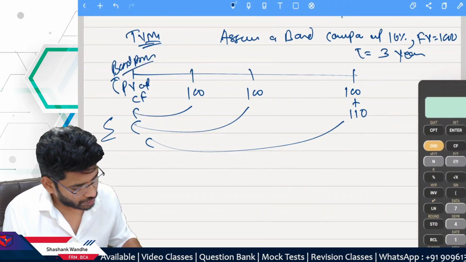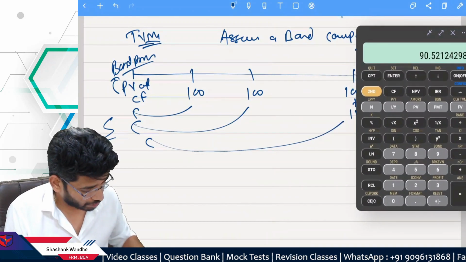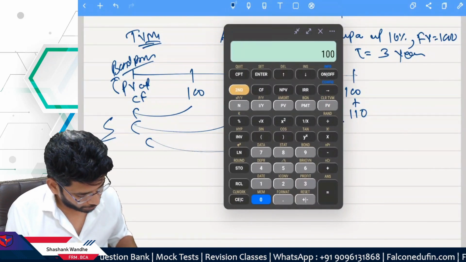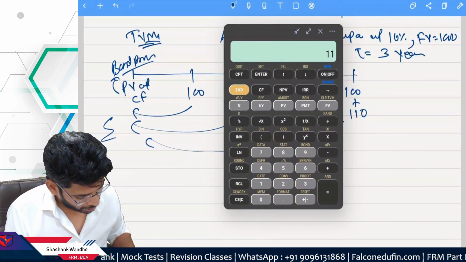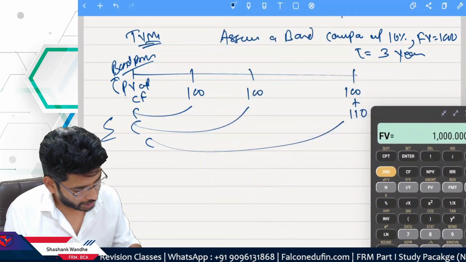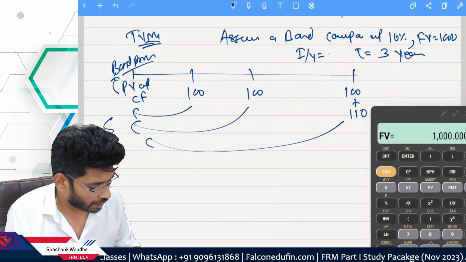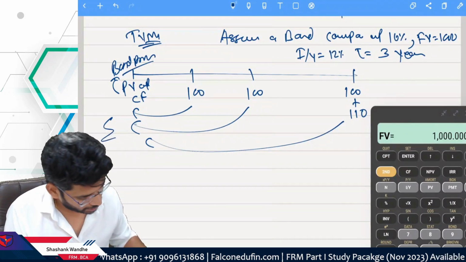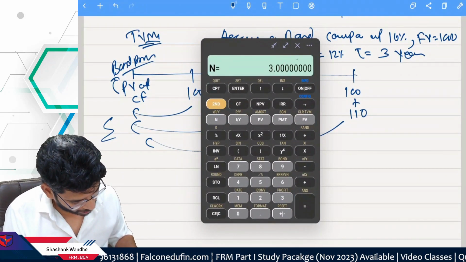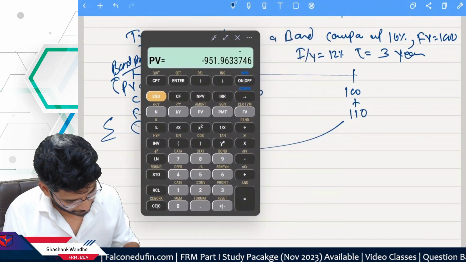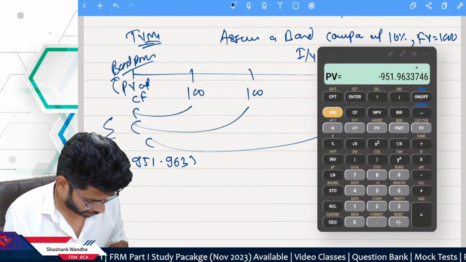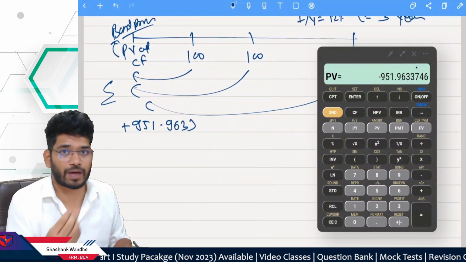We can do the same calculation using the TVM function of the calculator. And here, so first we have to start with the clear TVM, feed 100 in PMT, then 1000 in future value, then yield is required here. So let's take I/Y equal to say 12%. Now 12 I/Y and 3 N. CPT PV, answer is 951.9633. Okay, so this is our present value of all the cash flows.